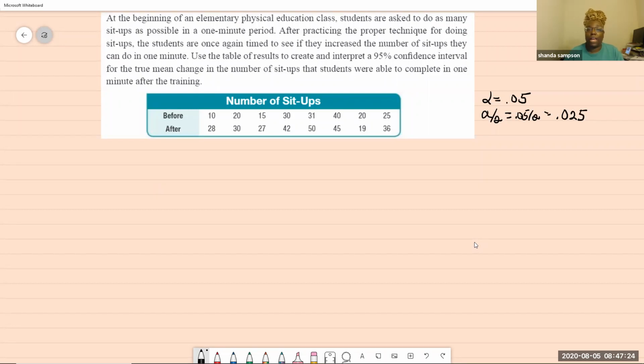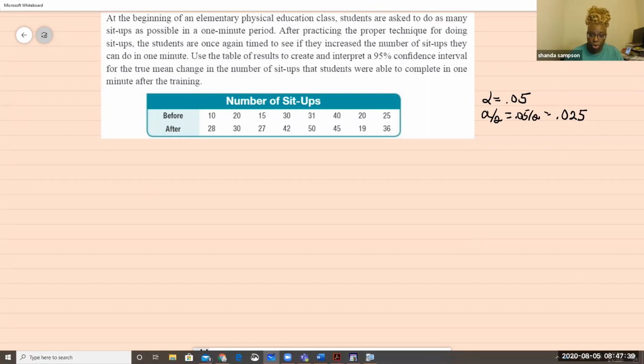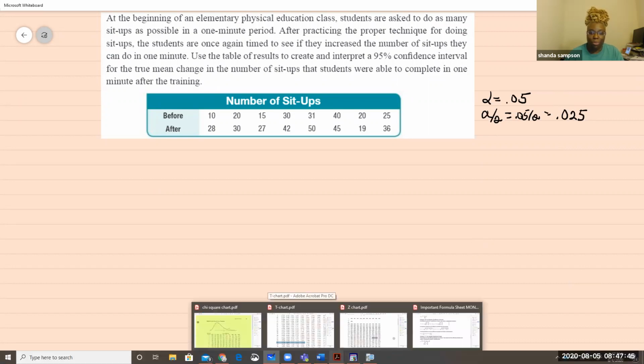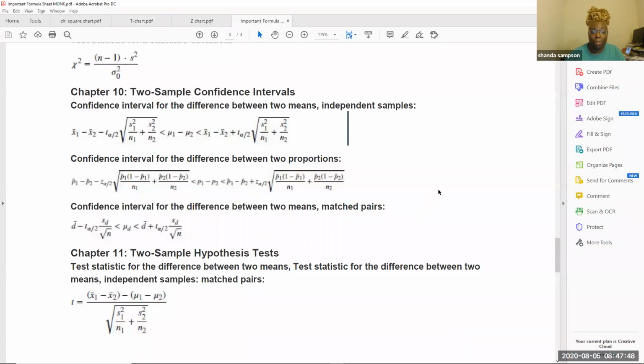Well, first we need to find a formula that talks about confidence intervals for the difference between two means. This is a different formula than the other two. Hopefully your instructor gives you a formula sheet. If they don't, sucks to be you. I can say that because my instructor never gave us a formula sheet. So here is the formula, and this right here is the margin of error. I just put E there, but that's the formula for the margin of error, which we'll put in later on.